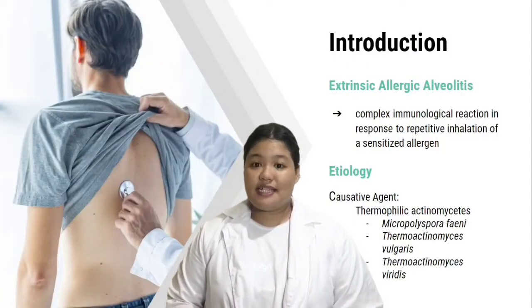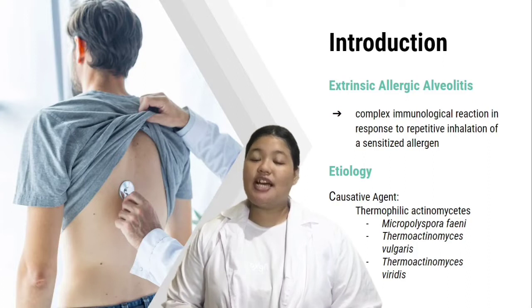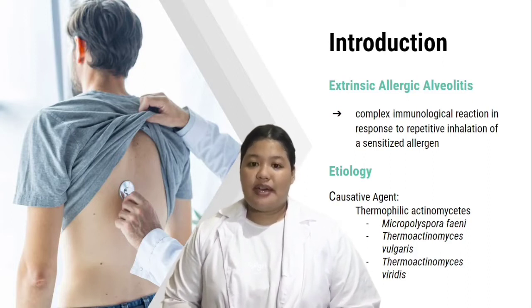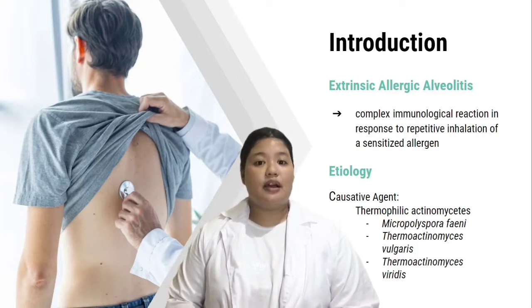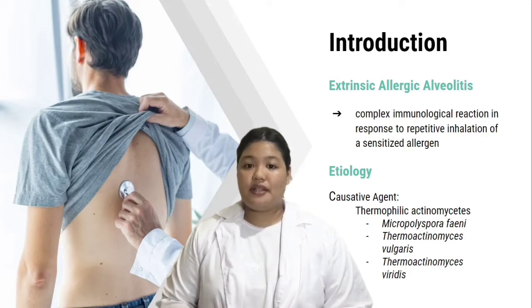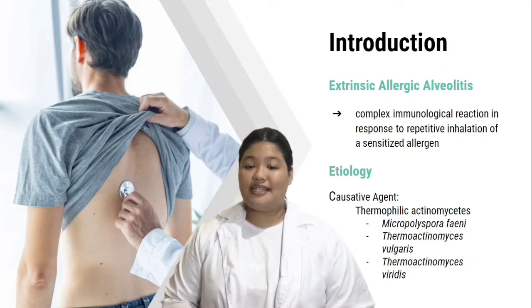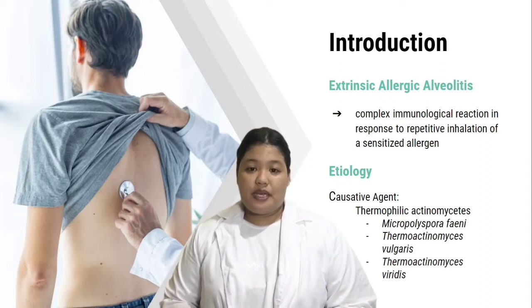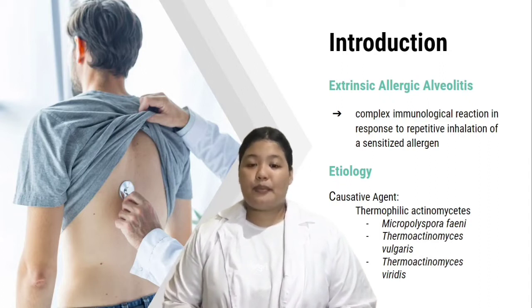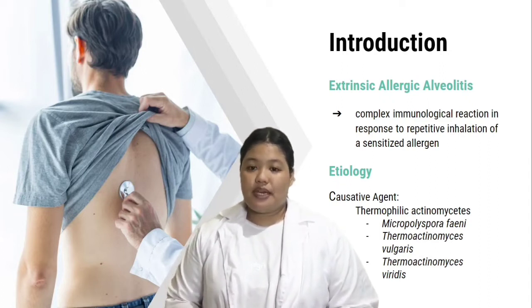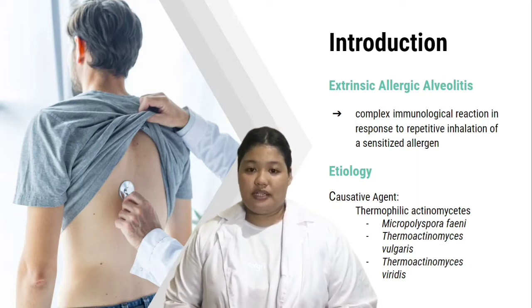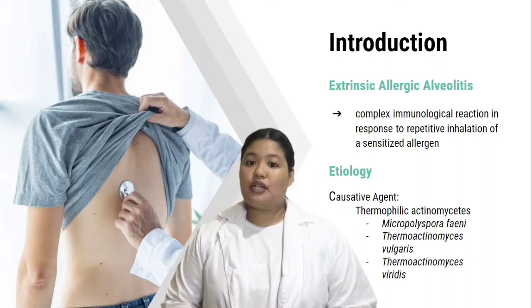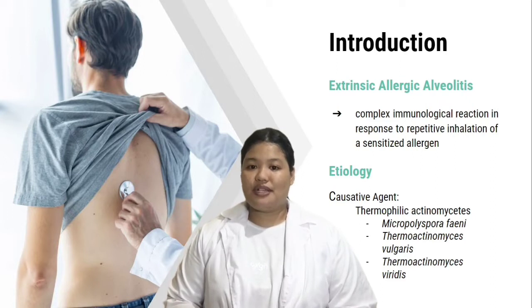Hypersensitivity pneumonitis is classified as an interstitial lung disease characterized by a complex immunological reaction of the lung parenchyma in response to repetitive inhalation of a sensitized allergen. The name HP defines the disease more appropriately than the previous term, extrinsic allergic alveolitis, as the inflammation involves not only the alveoli but the bronchioles as well.